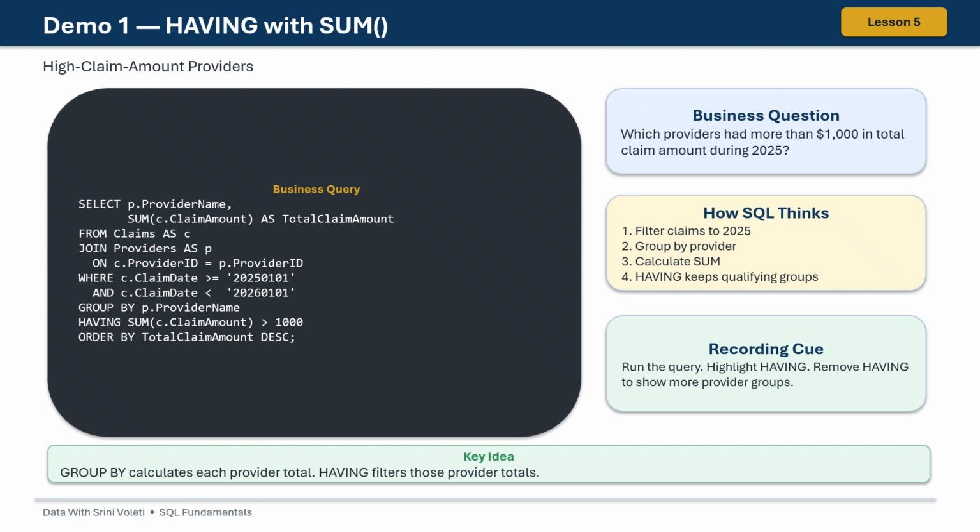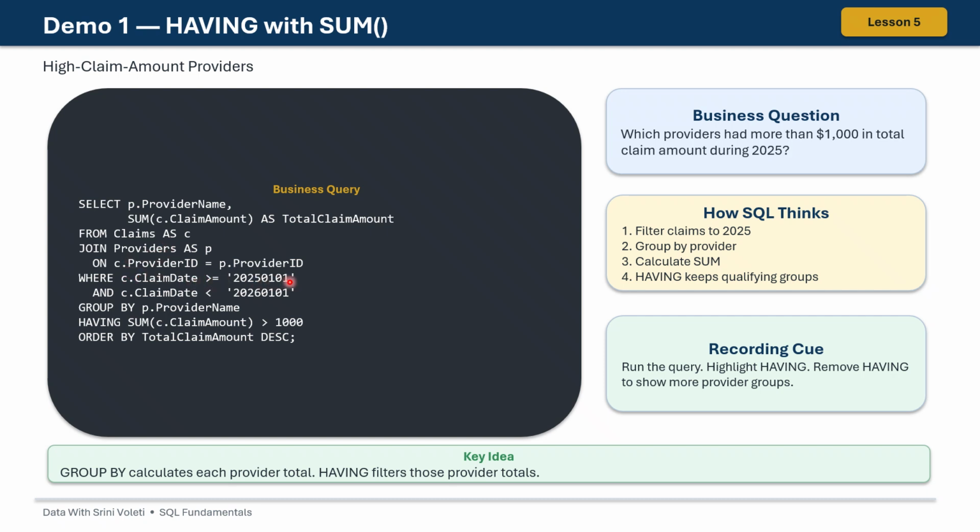GROUP BY creates one summary row per provider. SUM of claim amount calculates the total claim amount for each provider. HAVING then keeps only the provider summaries where the total claim amount is greater than 1,000. ORDER BY sorts the remaining providers from highest to lowest total claim amount.